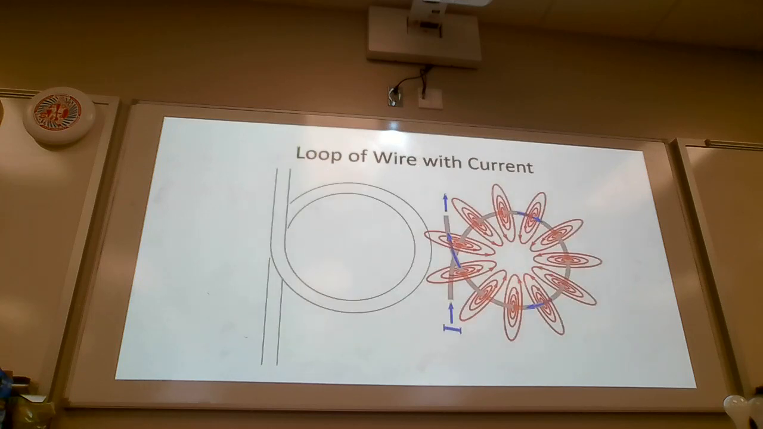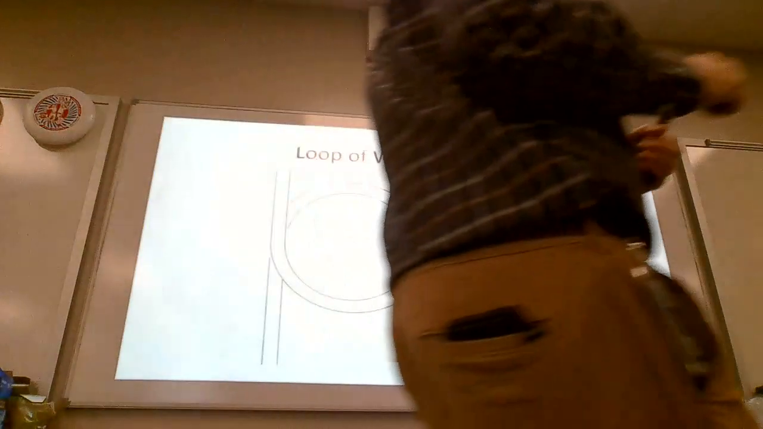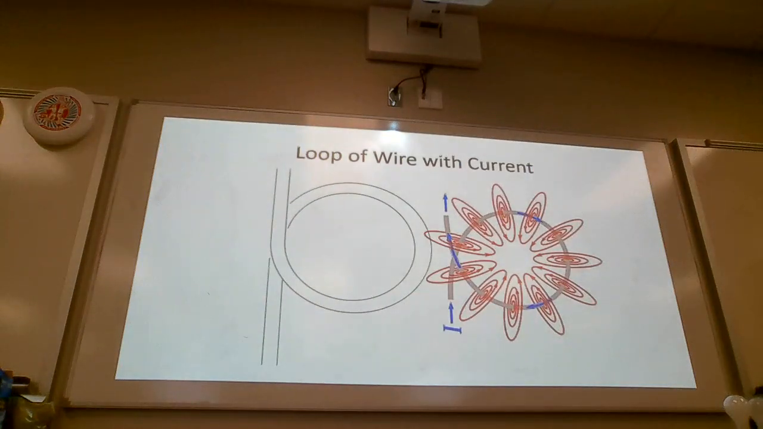But here's the crazy thing. All you need to do is put wire that has current flowing through it into a loop, and all of a sudden you've got a really strong magnetic field. That's a really simple trick for creating a strong magnetic field. Okay, good with that?